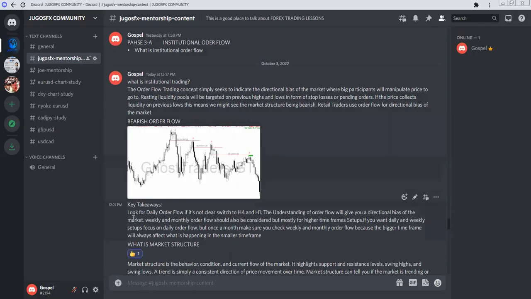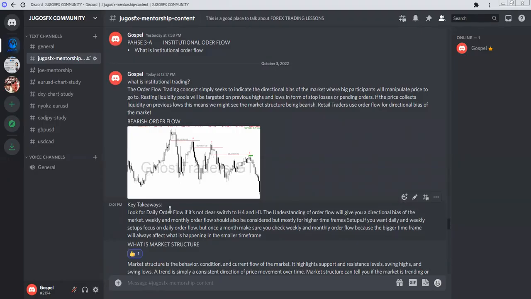So let's just look at these takeaway keys. If you want to know your directional bias or the institutional order flow, you first of all have to start with a higher time frame, because these institutions trade mostly on higher time frames. Okay, they trade mostly on higher time frames. They have a lot of money.